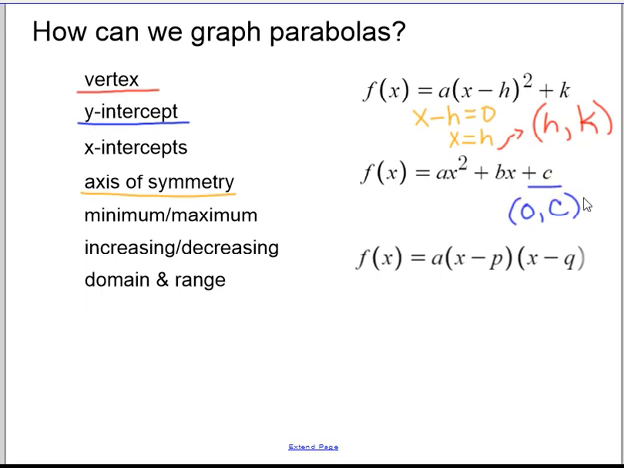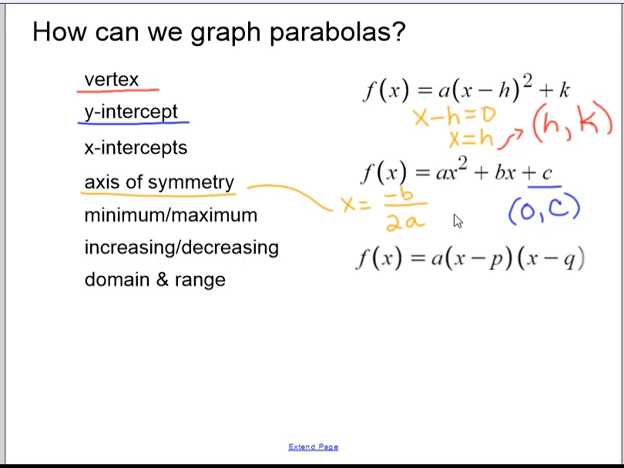From standard form, we can very easily find the y-intercept just by looking at this number out here. The number without the x, we call that a constant, and that is simply 0, c. That is where the graph will cross through the y-axis. To get the axis of symmetry from standard form, we use this formula, x equals negative b over 2a, and I will provide you with an example of that in future slides.